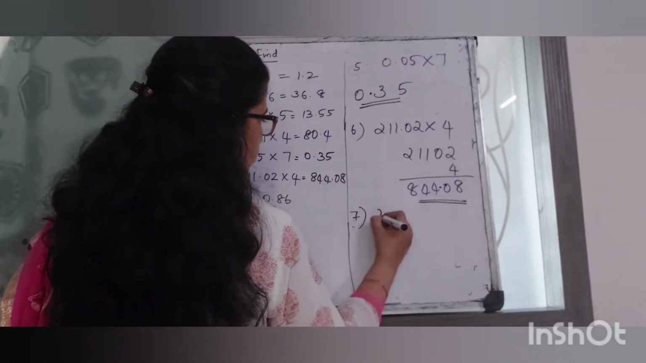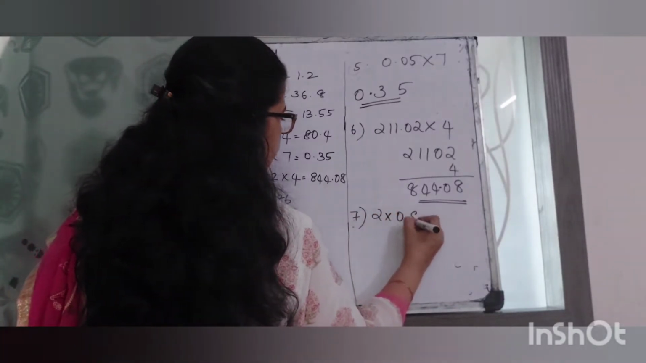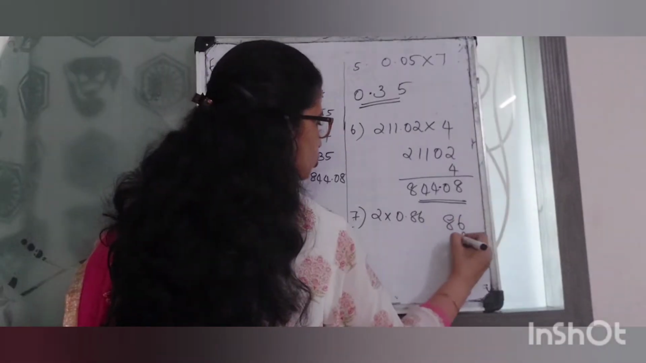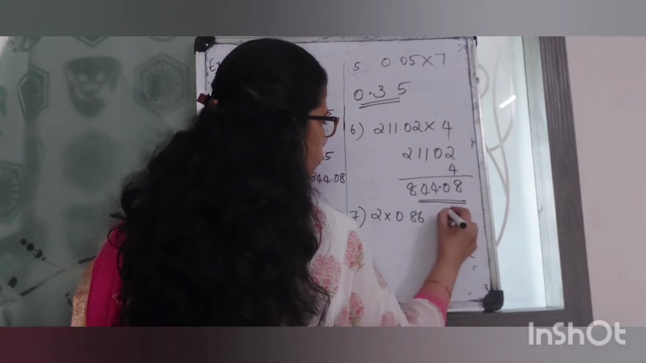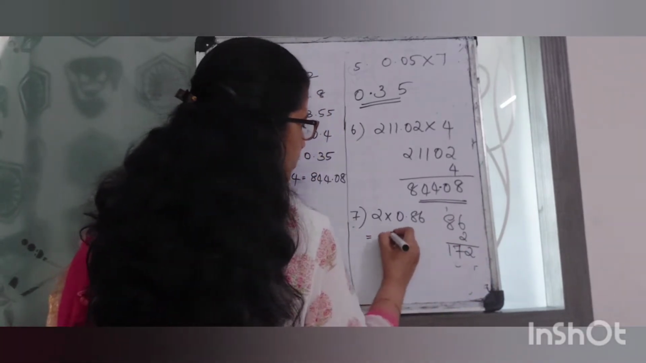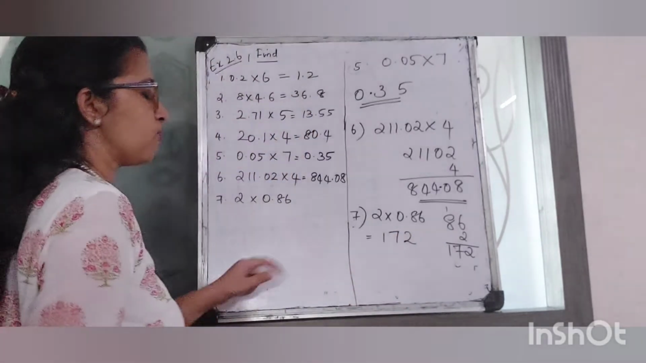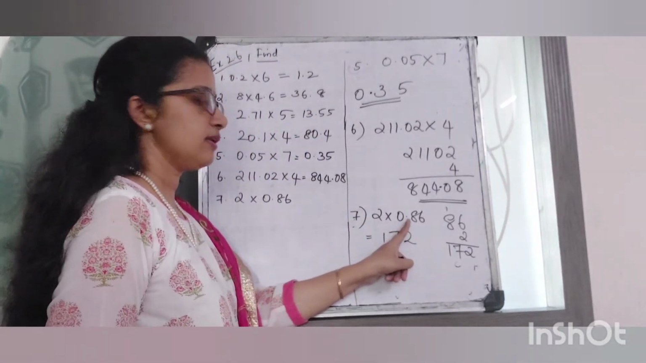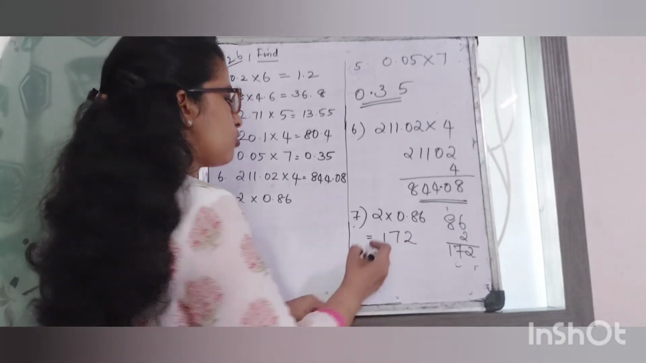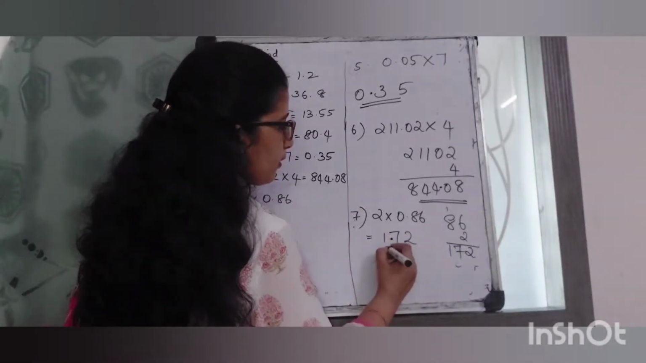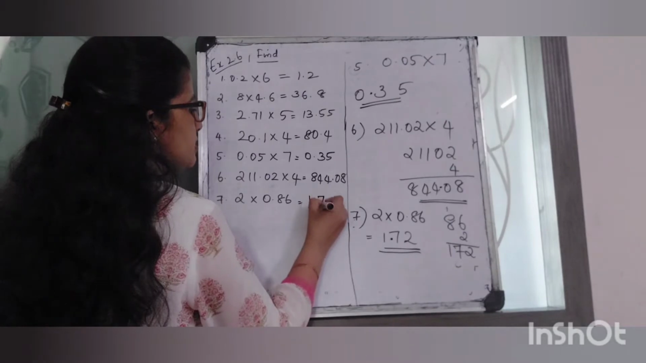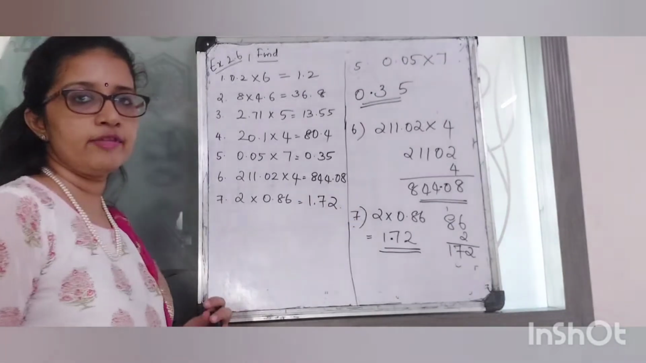Seventh problem. 2 into 0.86. Okay. So let's do 86 into 2. 6 2s are 12, 8 2s are 16 plus 1, 17, so 172. Now where should the decimal point be? After the decimal point there are 2 digits. So in the answer also there should be 2 digits after the decimal point. So the answer is 1.72. So clear with this?